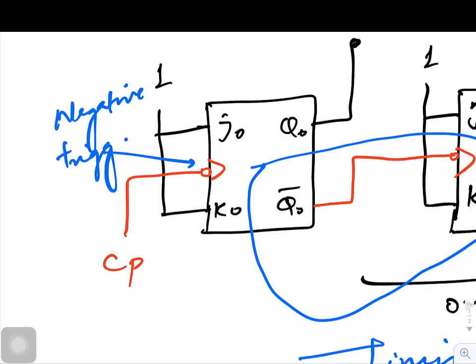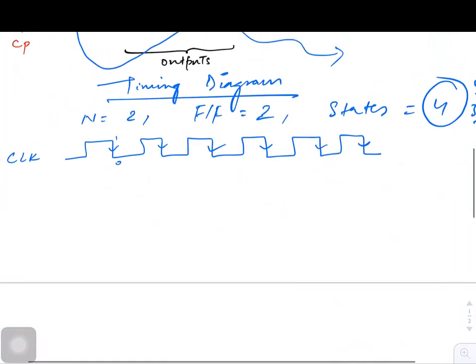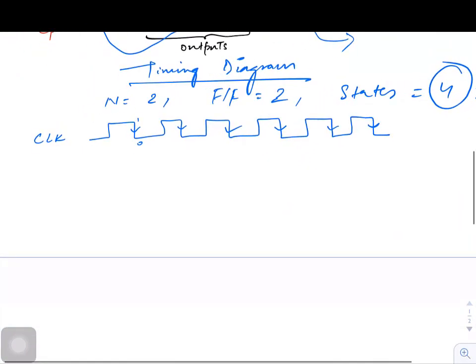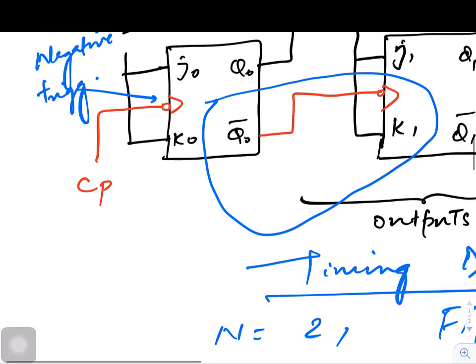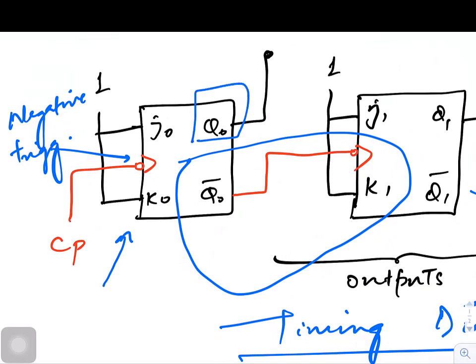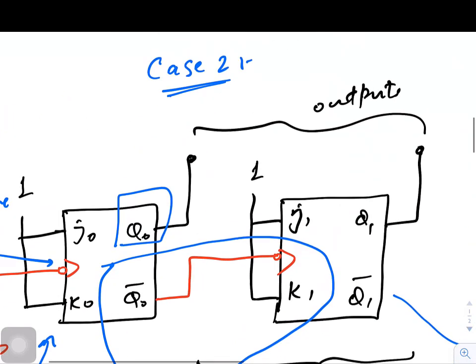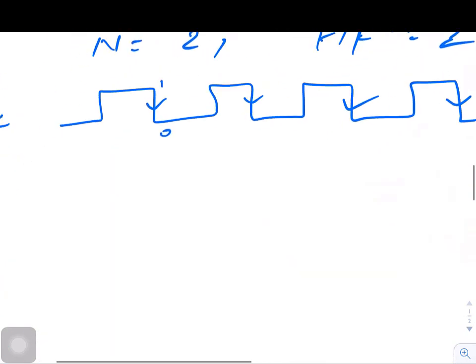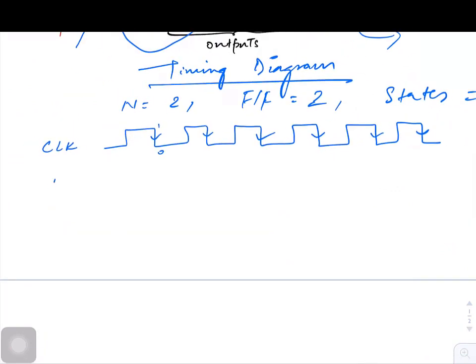We are following negative edge triggering. So this is my clock. Now this clock is given to the first stage here, and this will produce output Q0. We are saying that output is coming from Q0 and Q1 only. So let us draw my output Q0. So Q0 would be like this.